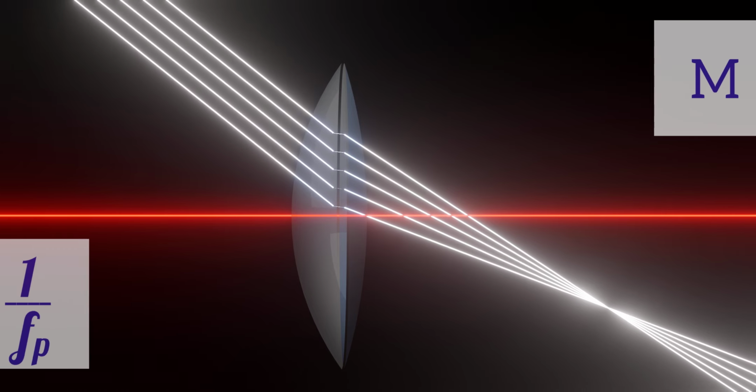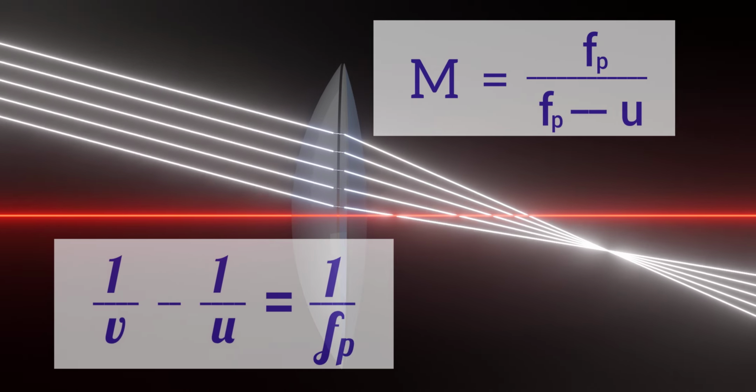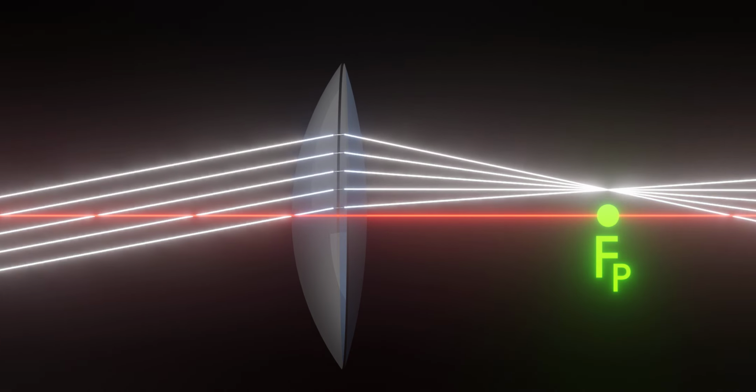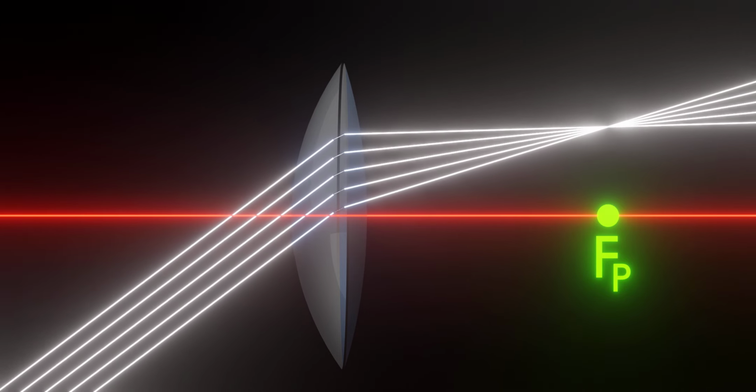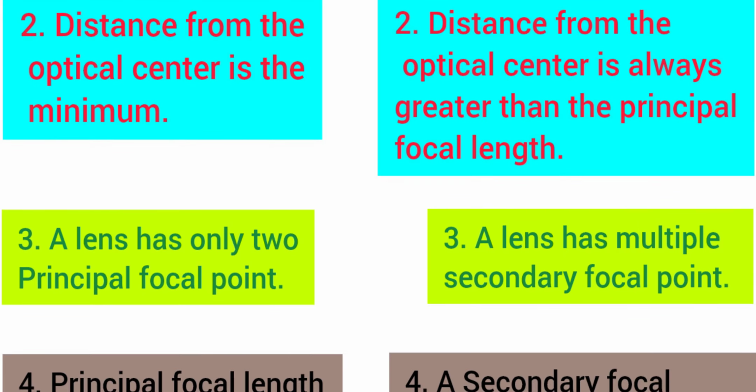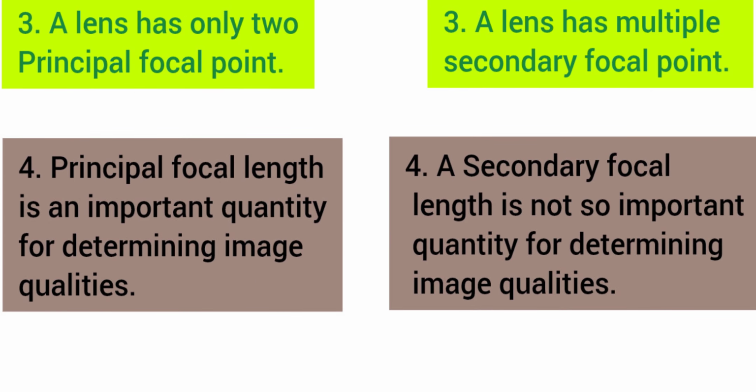Fourth difference. Principal focal length is an important quantity in calculation of image details, while secondary focal length is not so important regarding the same. Here are all four differences in written form. You can verify them. Have you cleared your concepts on this topic?